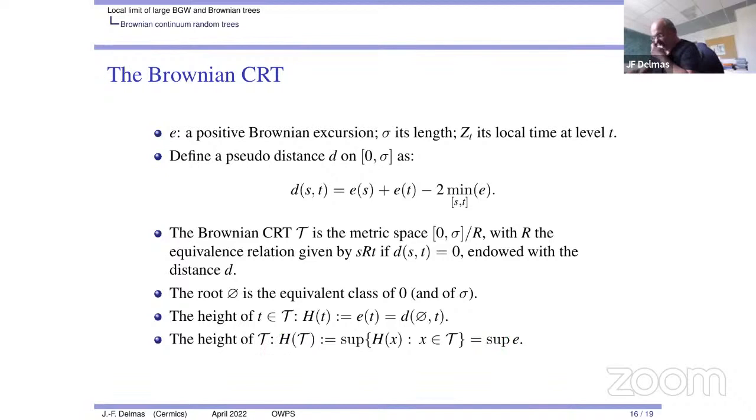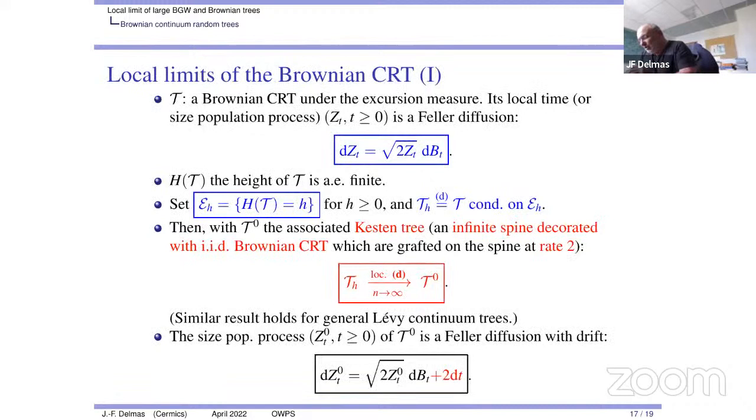Let us present the size of the population at time t, given by the continuous state branching process Z of t, which is a Feller diffusion because we are looking at the Brownian continuum random tree. So I wrote here the SDE of the Feller diffusion, and now we are going to consider the CRT conditioned to have height exactly equal to h. Again we observe a local limit which can be described as a Kesten tree, that is an infinite spine decorated with IID Brownian CRT, which are grafted at rate 2. And in fact, if you look at the tree here, the size of the population at level T is again a Feller diffusion, but with a drift here.